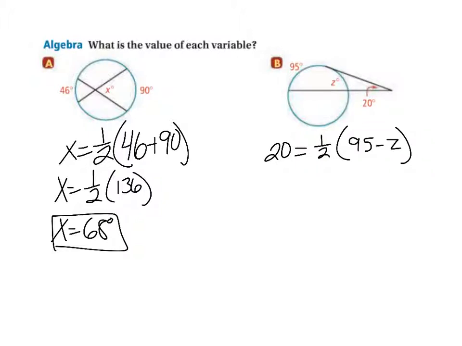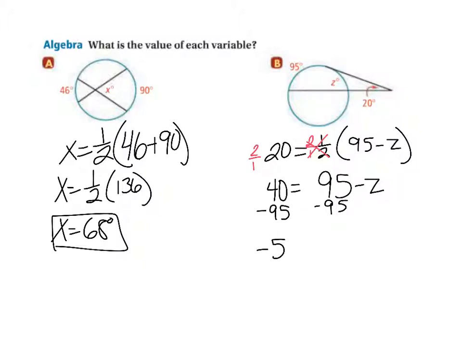All right, now, there's a couple ways that you can deal with this 1/2. You can try to distribute it, but half of 95 is not going to be very pretty. So another option, and you can do either way, it doesn't matter, is to multiply both sides by 2/1. That way, that can get rid of the 1/2. And 2 times 20 is 40. Okay, then we would subtract the 95. That gets me -55 equals -z. So z would be 55 for that arc.